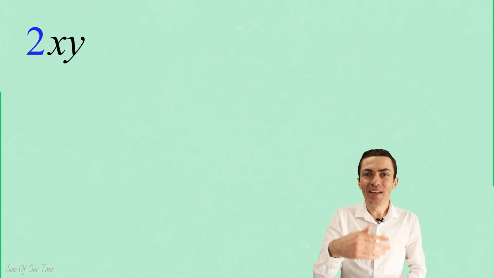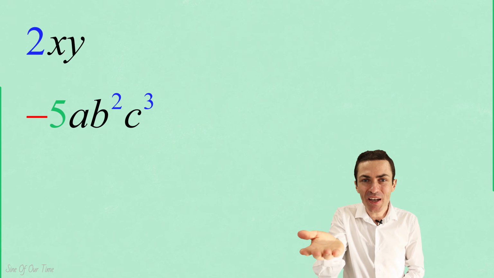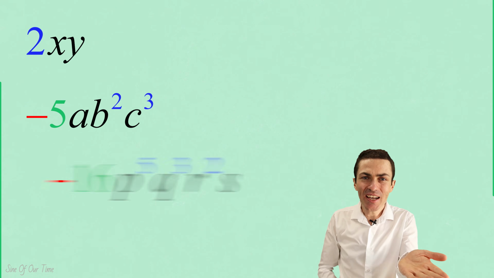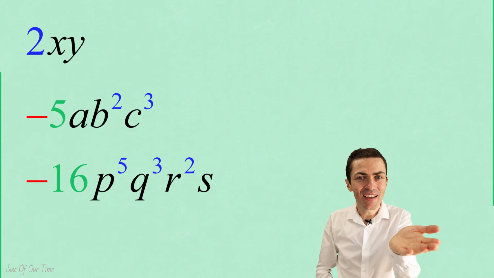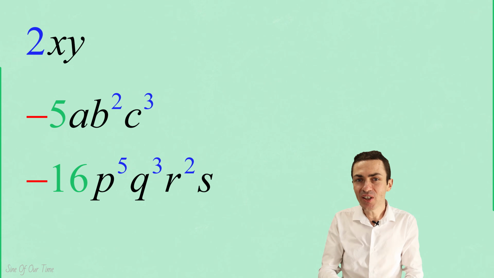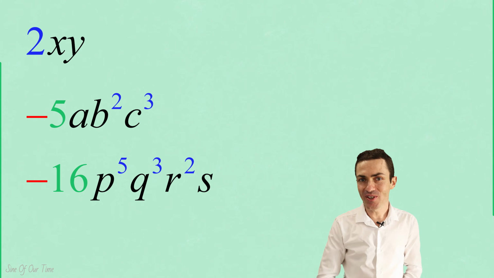It is important to remember that the terms of a polynomial can have more than one variable. That just means they can have more than one letter. For example, 2xy, negative 5ab squared c cubed, and negative 16 p to the power of 5 q cubed r squared s. All of these are still examples of polynomials.